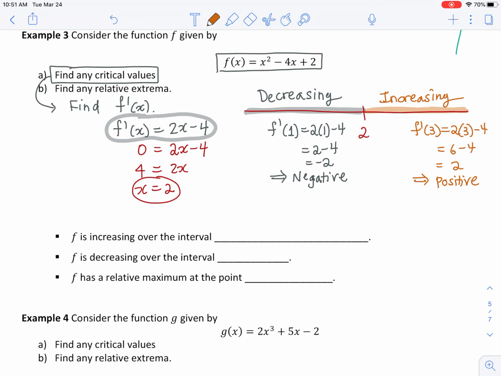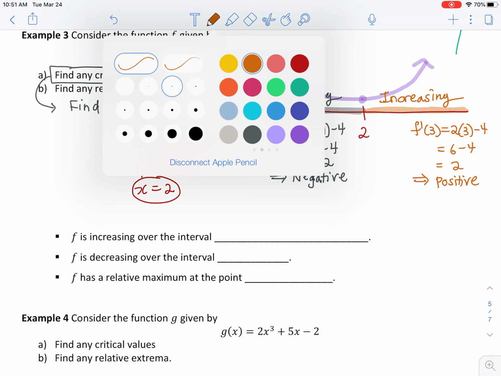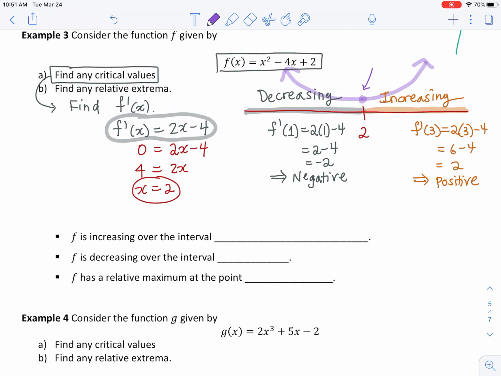And now which one is it going to be? Now I'm going to sketch it real quick, okay? On top of this, if I sketch it real quick, it's decreasing from left to this point. It's going down. But at that point, it's going to go back up, increase, right? So what would you call this point? This point right here is the lowest point of this curve. So we will call this relative minimum, okay?